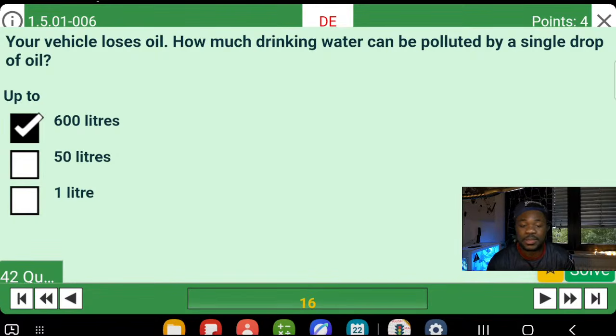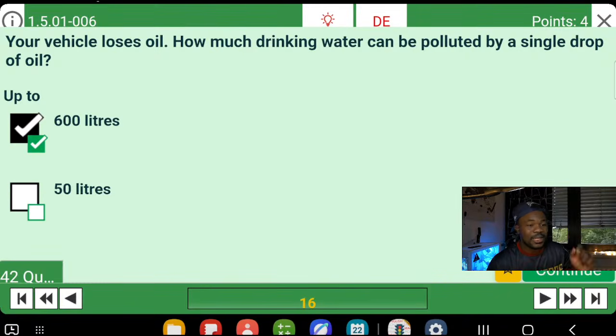600 liters. Listen, that is why our waste oil, our used car batteries, and all those things, we don't just mix them up with our household waste. We take them to what? A recycling center or to a car workshop. Because if they are not disposed of properly, they might cause what? Pollution. So a single drop of oil, when mishandled, will cause damage to up to 600 liters of drinking water.